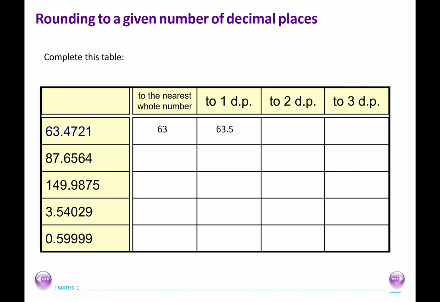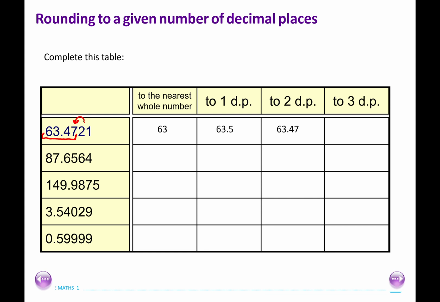Let's try the next one. Here we're asked to round to two decimal places. If we want two decimal places, we keep everything up to the second decimal place. To find our last digit, we look at the value of the third decimal place. This number is less than 5, and so we round down. This gives us 63.47.